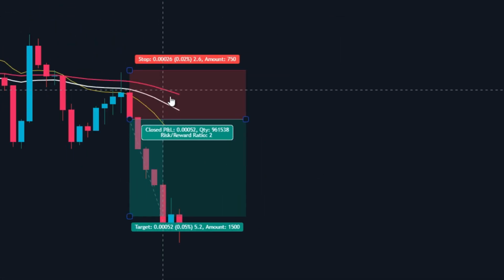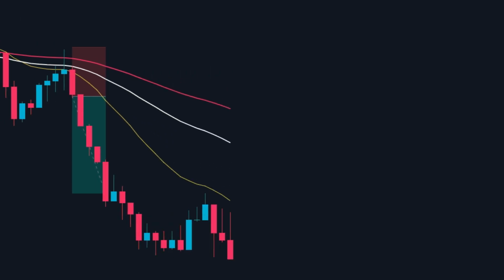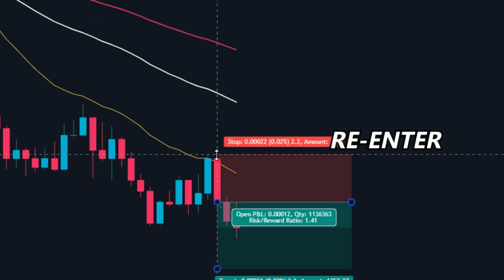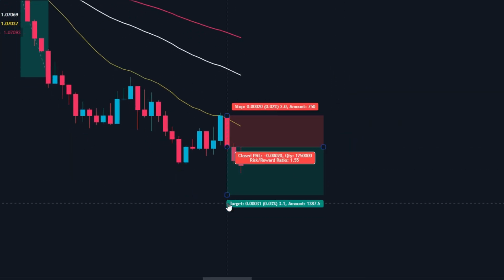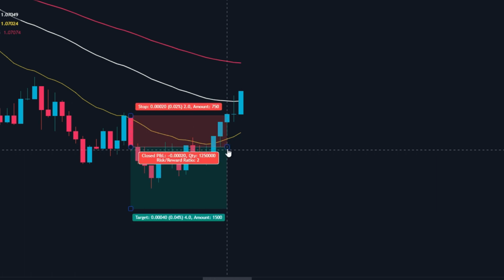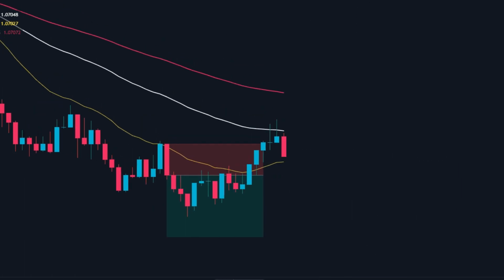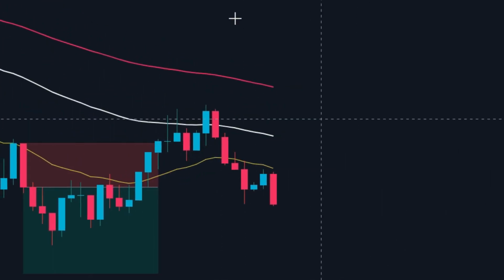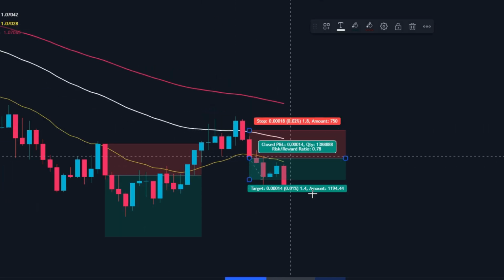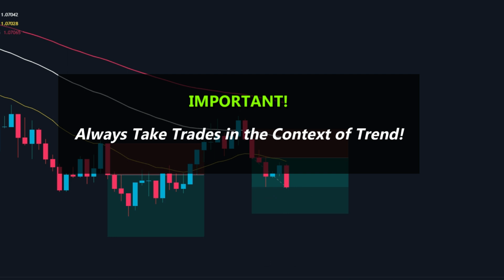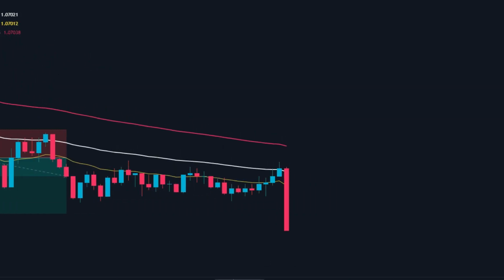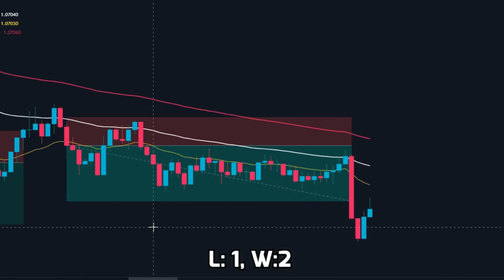This one hit our take profit, so we're gonna take another trade to test out our strategy. Here we have our signal candle, so we're gonna enter a short here again with 1:2 ratio. Second trade turned out to be loser, so moving on to the next trade. Here we have a valid entry, and this time we can keep our stop loss above the white EMA. One important thing, you must take trade in the context of overall trend, which I will also share with you later in this video. So we have 1 loss, 2 win.